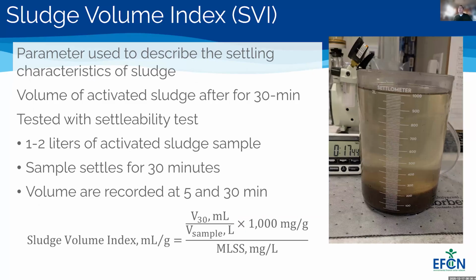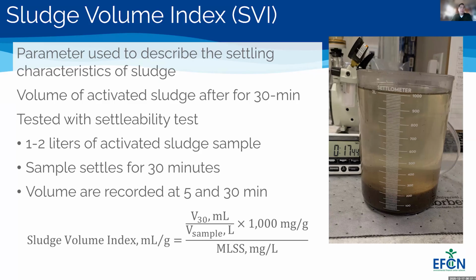So the first one, if you remember from a little while ago, I did talk about settability and our settability tests. The way that we test for settability in activated sludge is what's called a sludge volume index test. It's called a settability test, but the result is the sludge volume index.